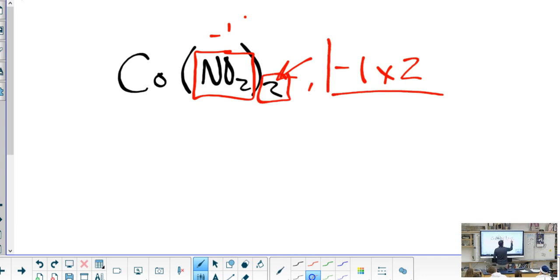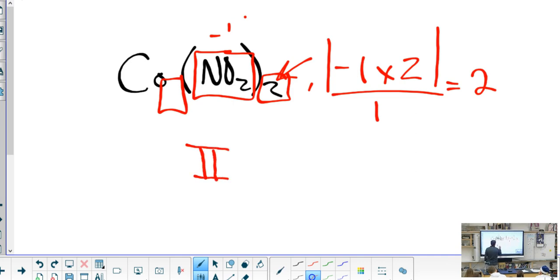And then you take the absolute value of that number and you divide it by the number of cobalt atoms, which again is just a 1. So what does that equal? 2. What does that 2 become? 2 I's. And that follows the name of the metal. Cobalt 2. And then nitrite.